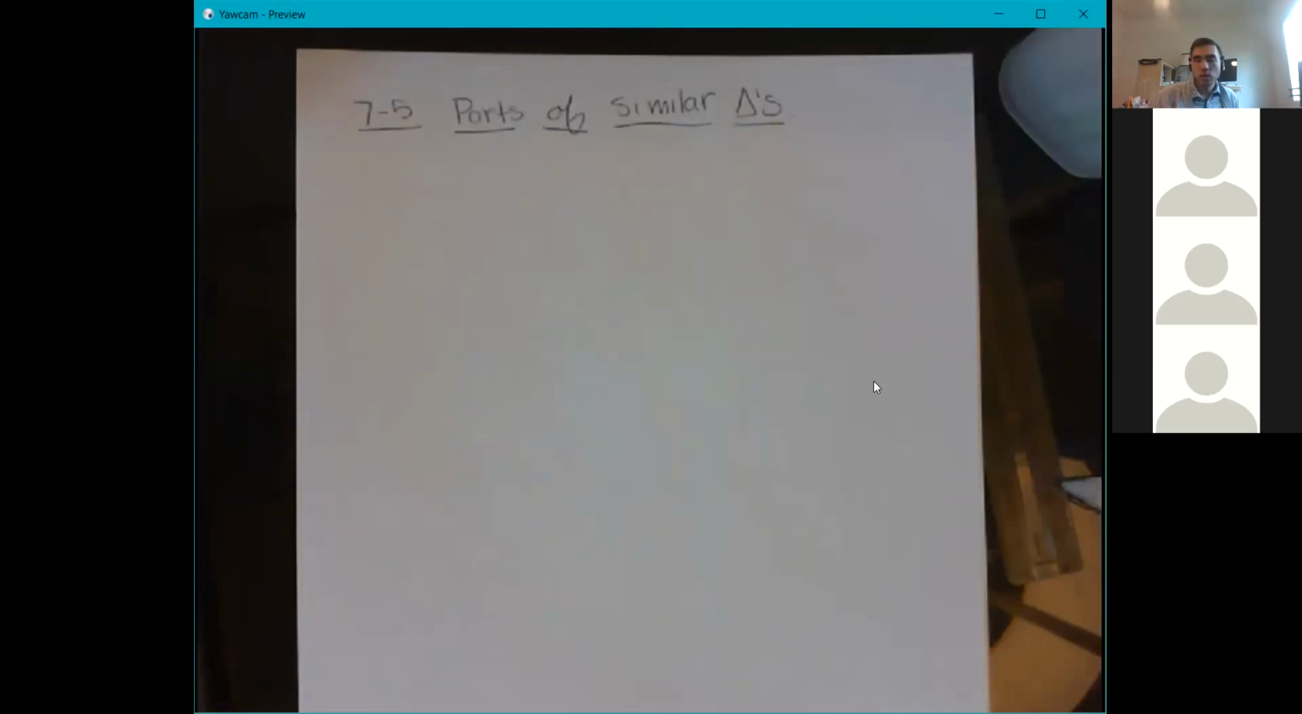Okay. Today we're talking about 7.5, parts of similar triangles. And like I said, once we actually get rolling with these notes, they're pretty short and straightforward. There's not actually any new math here. There's just one extra layer of logic that will make it so that we can solve some problems that we wouldn't have had the initiative to solve before. So here's the whole thrust of the section.